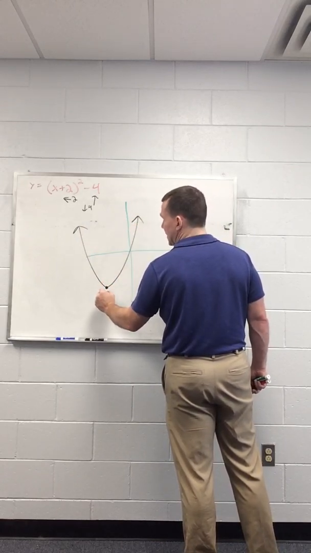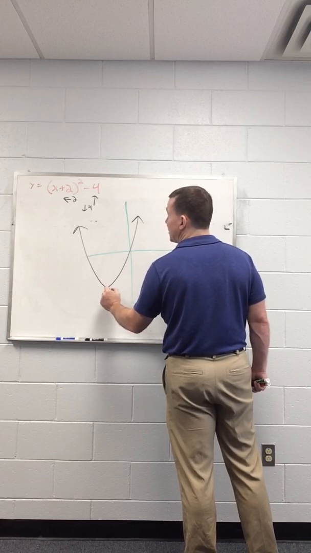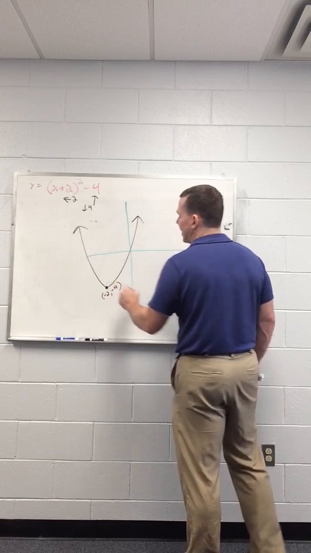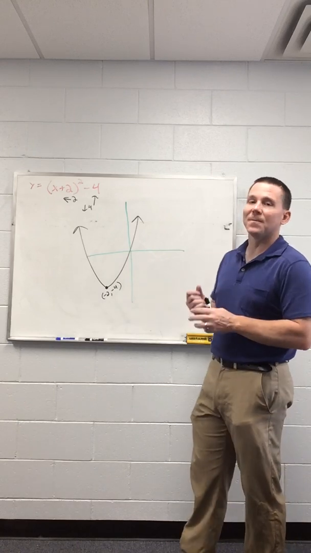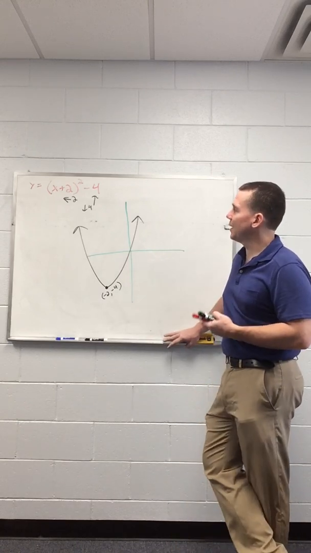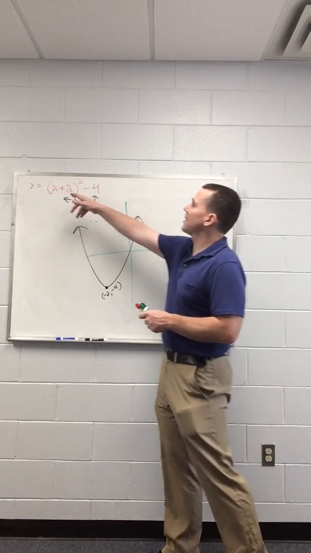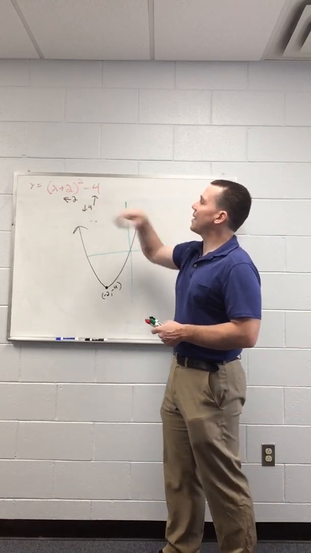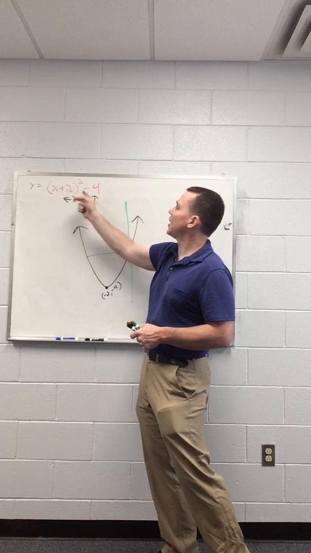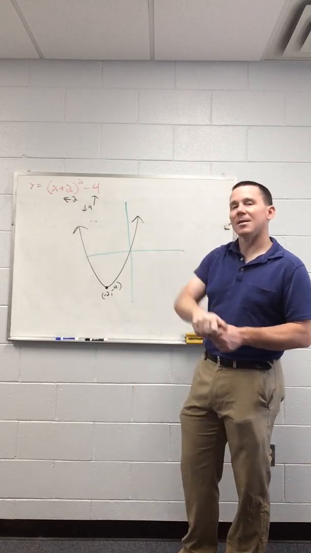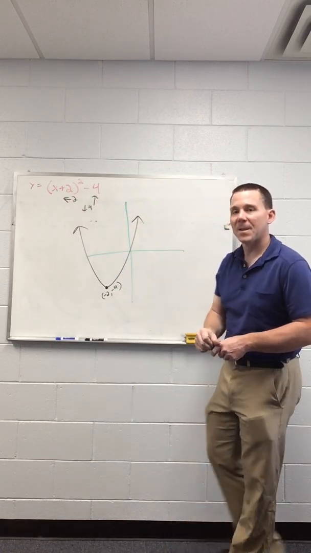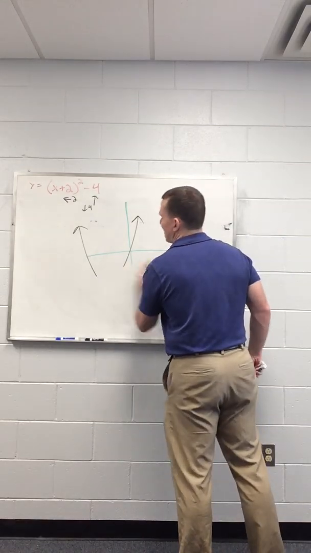If we want to label the vertex, we went 2 left, so that's negative 2. We went down 4, that's negative 4. And there we go. And that's actually the goal here, to be able to look at a function and say, what's my starting function? It's x squared. How did I move it? That shifted me horizontally, that shifted me vertically. There's my graph and I'm done. There's still a few more transformations we want to look at.